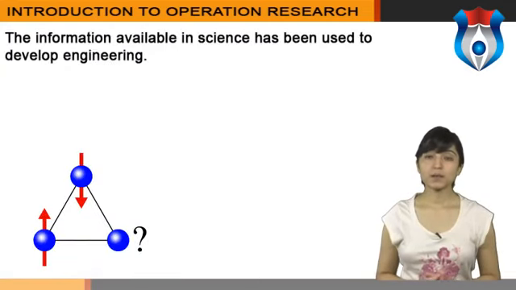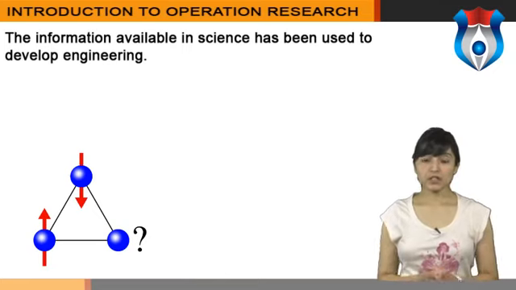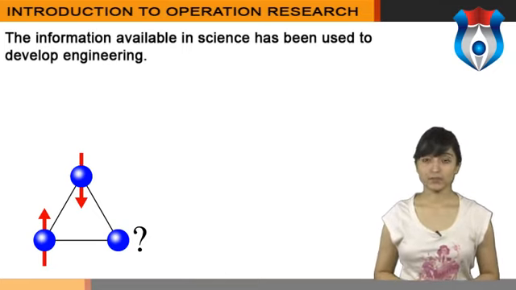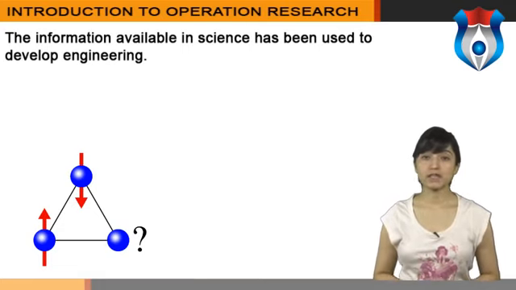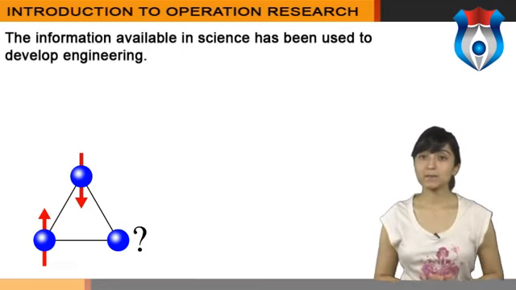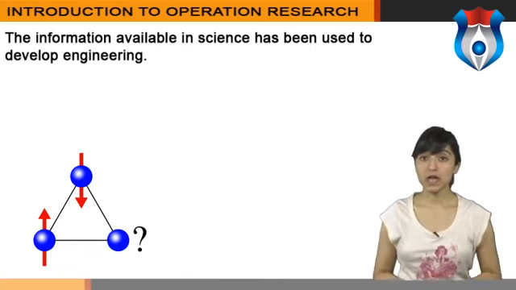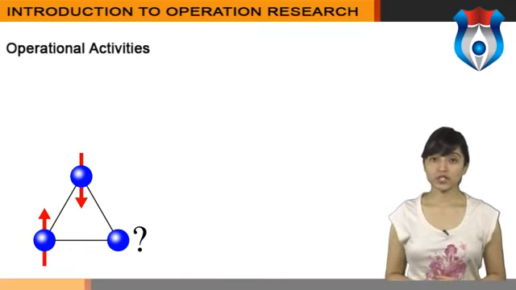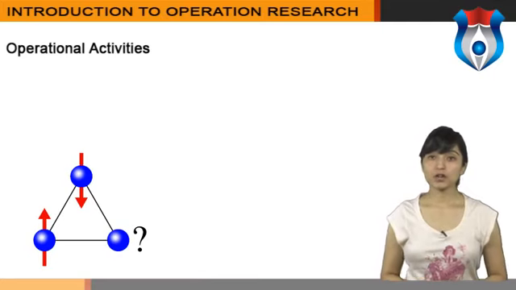Here we will discuss the role of OR in engineering and science. The information available in science has been used to develop engineering. Whatever is available in engineering is based on the basic fundamentals of science. With the growth of technology, practitioners faced many challenges to improve the product and market it efficiently. Let's talk about operational activities. The OR's role in both the public and the private sectors is increasing rapidly.